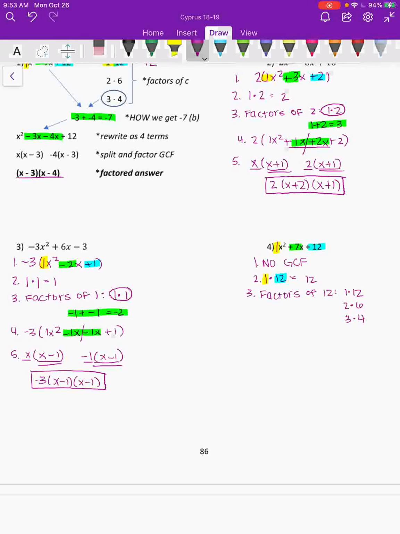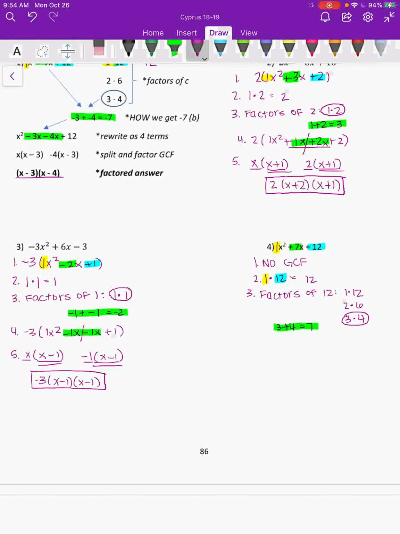The second part is to figure out which of those combinations will give me 7 as an answer when I add them. If I add 1 and 12, can I get 7? No. 2 and 6, if I add those, I get 8, not 7. But if I add 3 and 4 together, I do get 7. So this is the combination we want. And now we can see that 3 plus 4 is 7. That's what we're replacing 7 with up above.